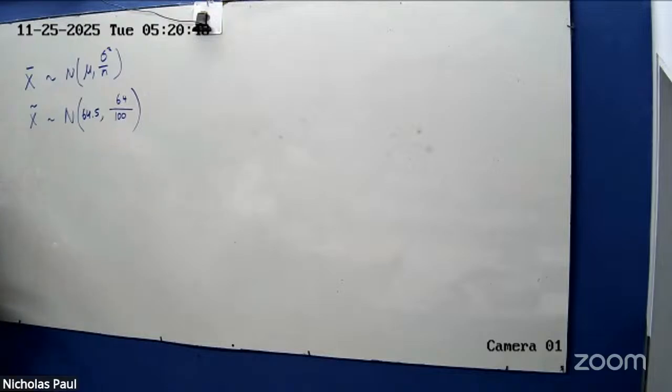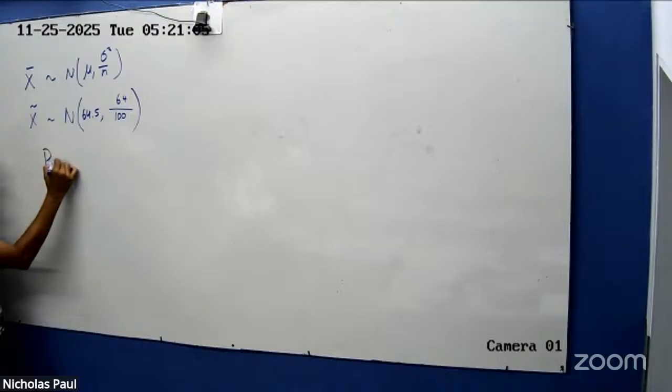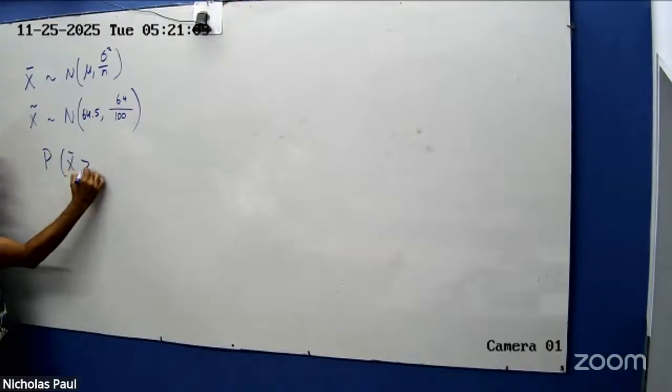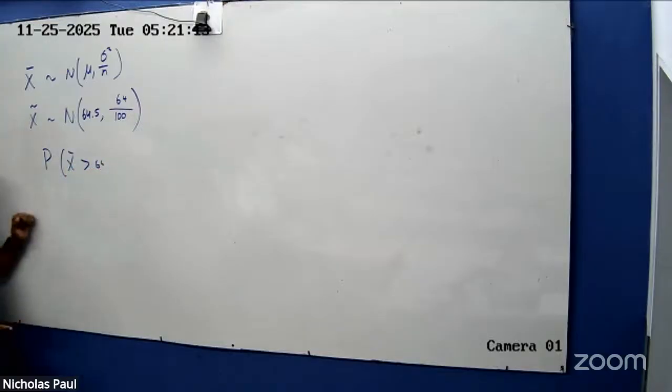Okay? So right. Remember, variance is sigma squared. They give you a standard deviation, right? Nice. And they asked us to find what? The probability of X bar being more than 65.5.